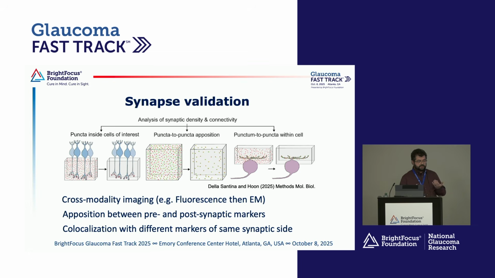The other possibility is looking at the position between pre- and postsynaptic markers. So if we know that this is an excitatory synapse, we can label for specific pre- and postsynaptic proteins that we know they are at this synapse, and we can look at the position of these two proteins. And the third way that is a good way to validate the synaptic data set is looking at two proteins that are supposed to label the same side of the synapse. So that will also validate your data set.